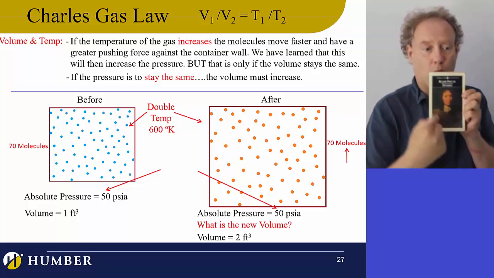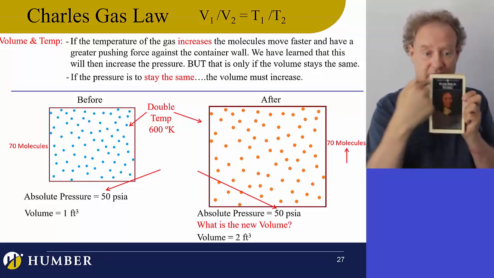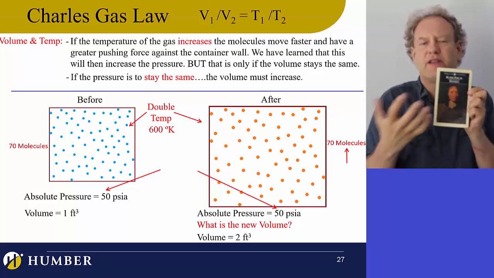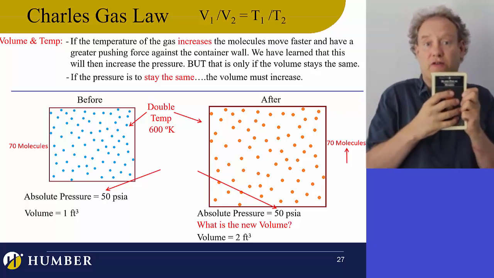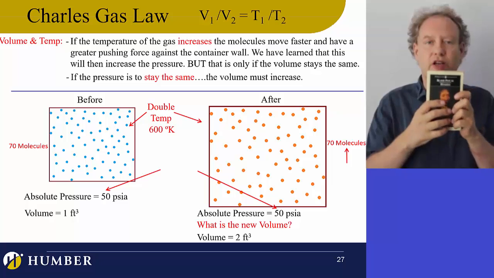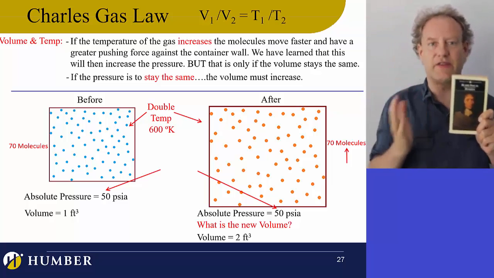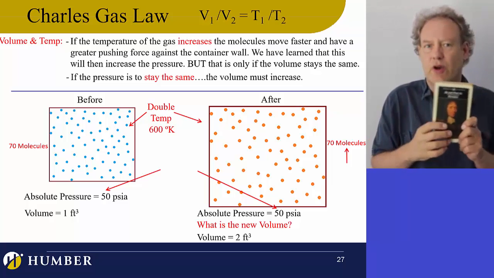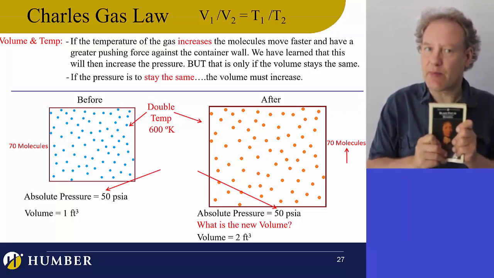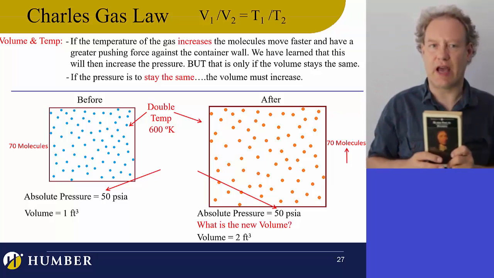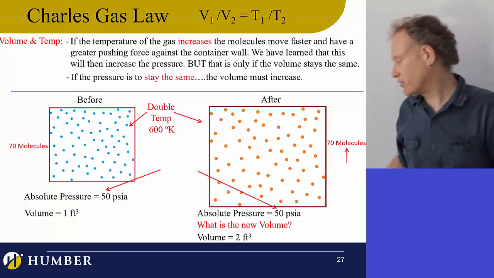So there are actually more molecules hitting the same area in the same amount of time. So there's actually a greater force because they have greater energy. So for me to keep that pressure the same, I've got to increase the size of the area. So that's what's going on. For me to maintain the same pressure, I have to actually increase the area. So that's kind of what Charles was doing.